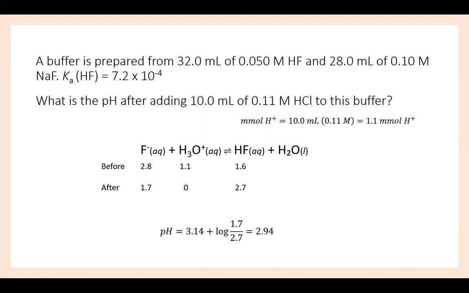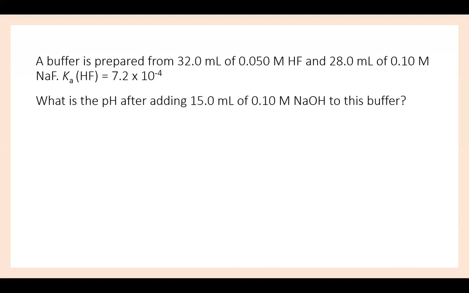Again, looking at that same buffer, but now let's add 15 milliliters of 0.10 molar sodium hydroxide. The reaction with added base is going to occur with the weak acid. When those two react, we produce the conjugate base F-. Again, we'll calculate the millimoles before it reacts and after it reacts.